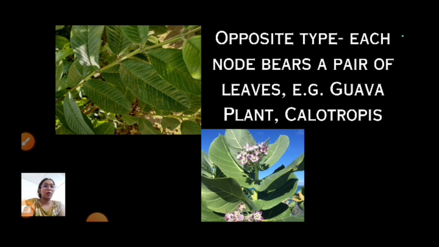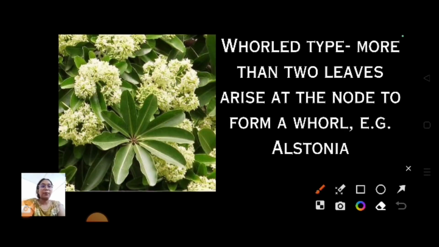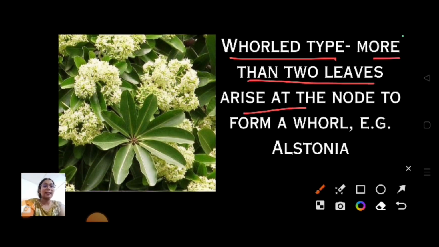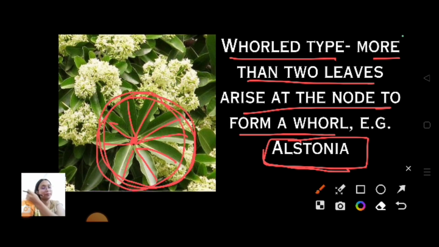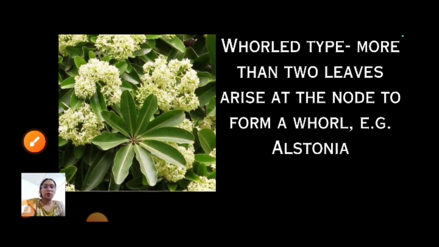Okay, then moving on to the last type, whorl type of phyllotaxy. Here, more than two leaves arise at the node to form a whorl. Like Alstonia. This is a picture showing Alstonia, from one single node many leaves are coming out. That is called Alstonia, and it is forming a whorl. Is it clear? Three types of phyllotaxy we have studied now.